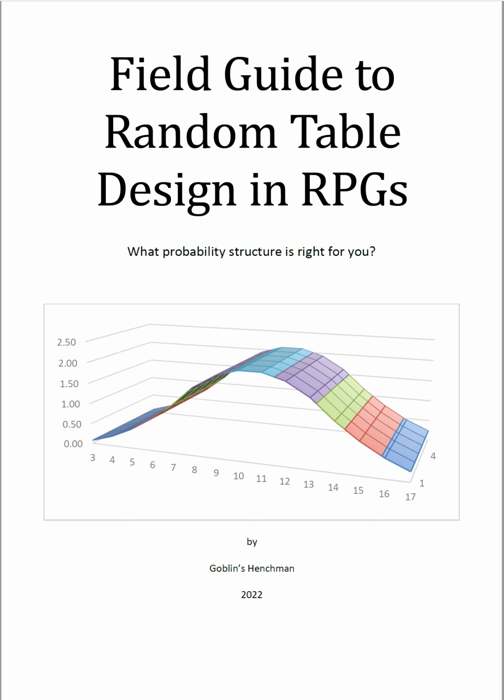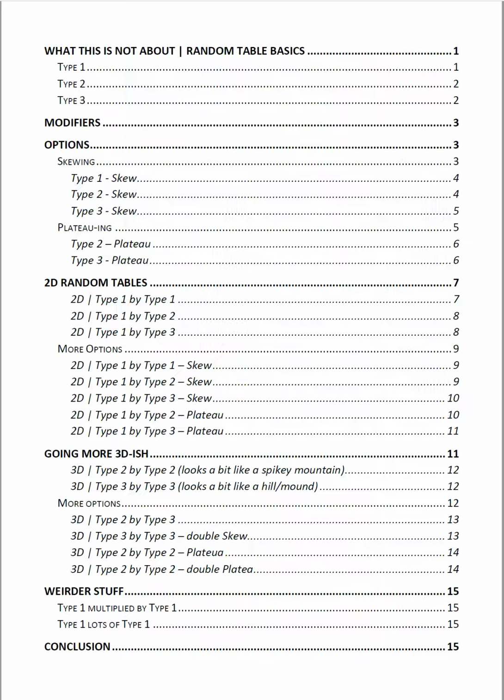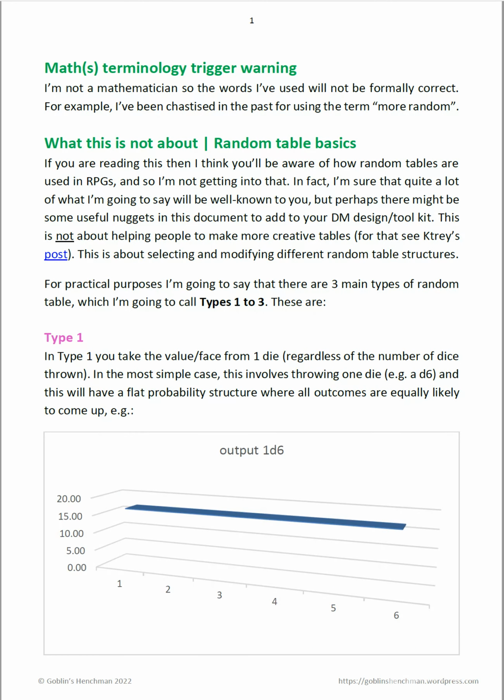It's a little while since I've done a recording, but I thought I'd just show something that I put out recently. It's called Field Guide to Random Table Design in RPGs, with the tagline, "What probability structure is right for you?" I'm just going to do a quick walkthrough as an index.